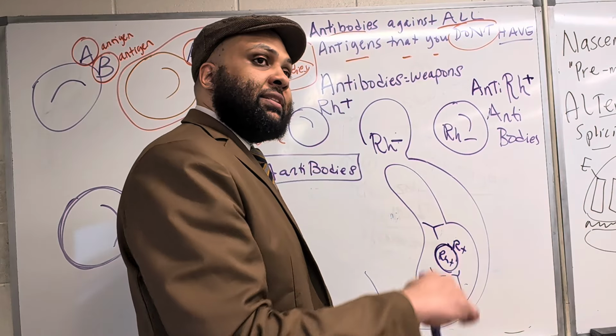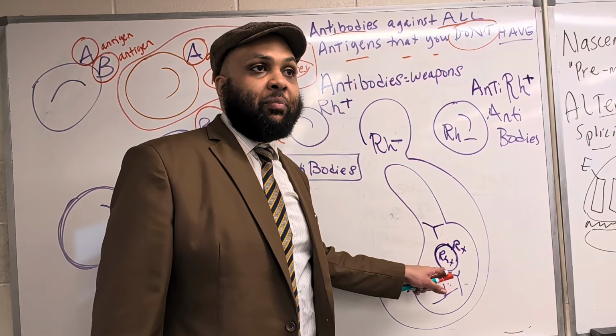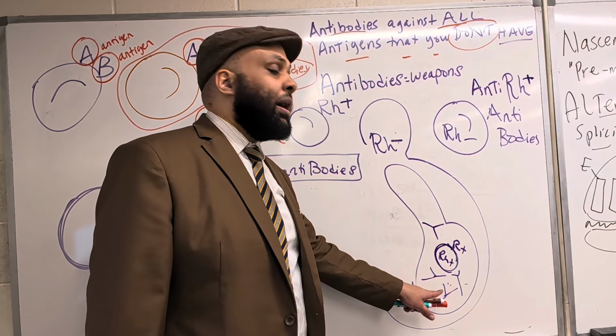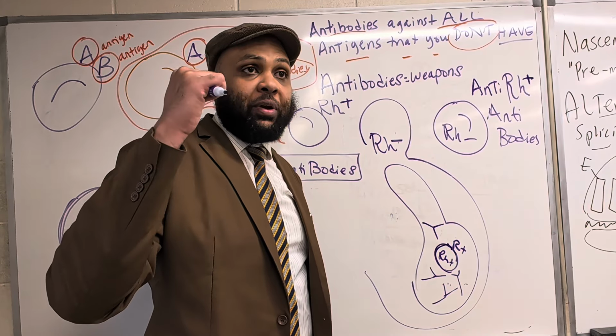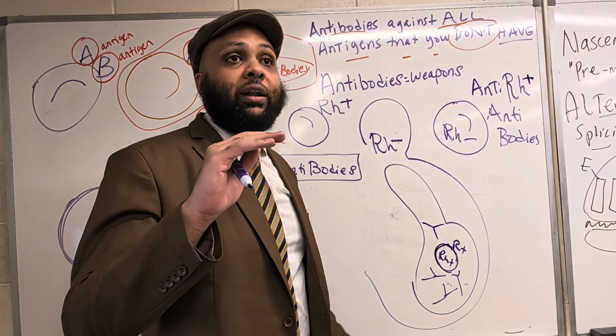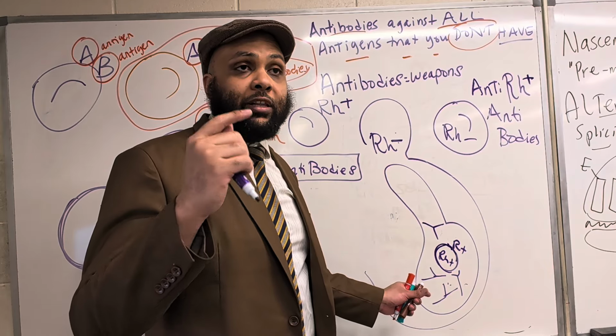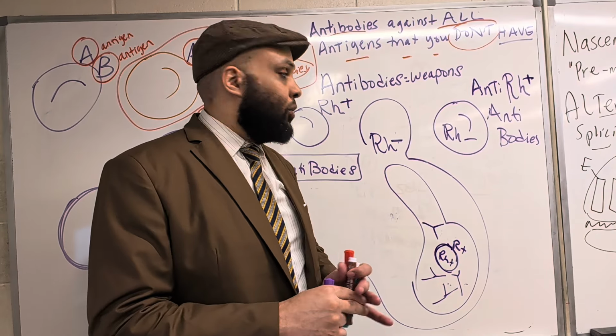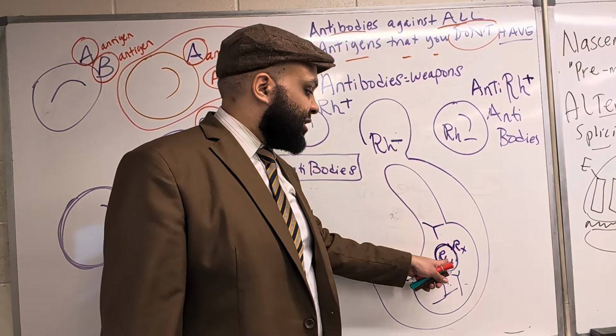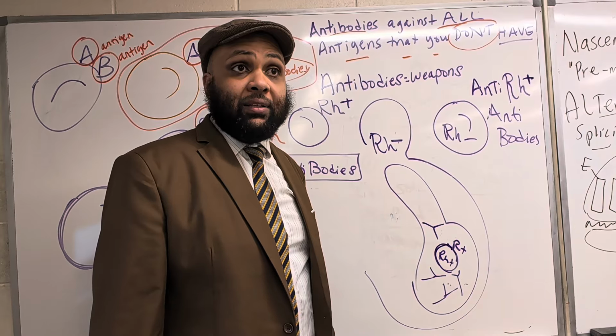If in the next pregnancy another RH positive baby comes, then the antibodies that were made in the first pregnancy are going to kill the baby. They're all going to kill the baby. Is that clear? When the mother is RH minus and the baby is RH plus, that's when the baby gets killed.